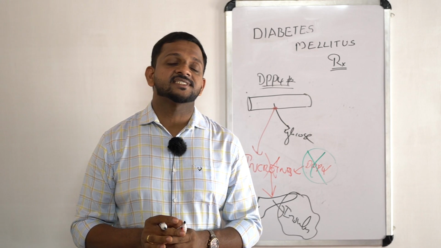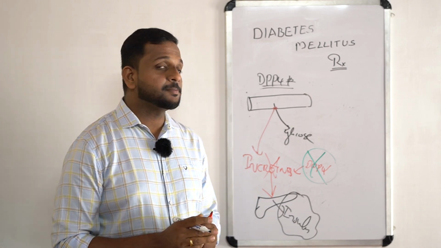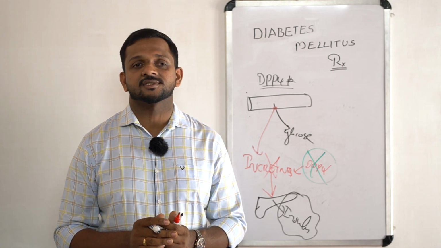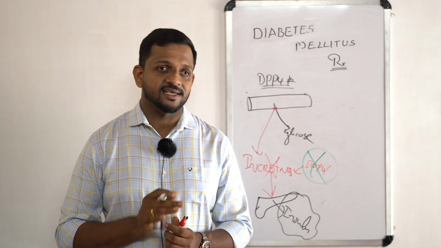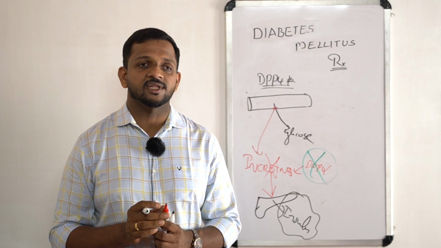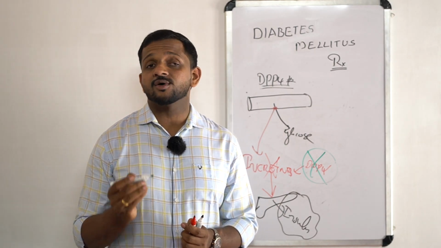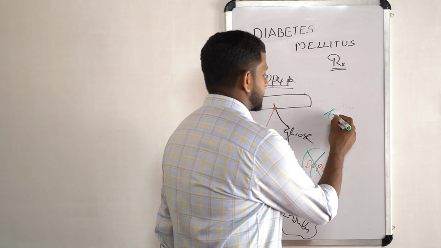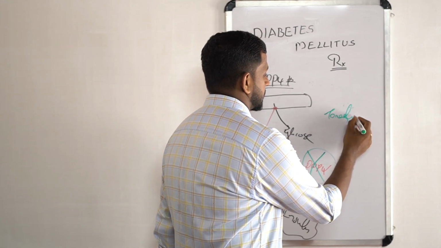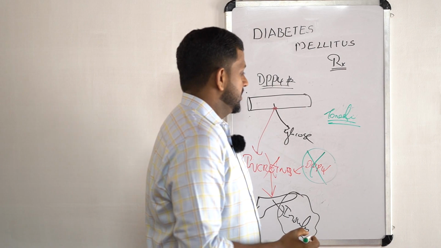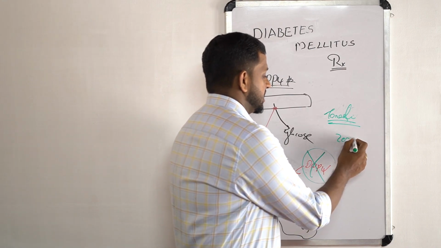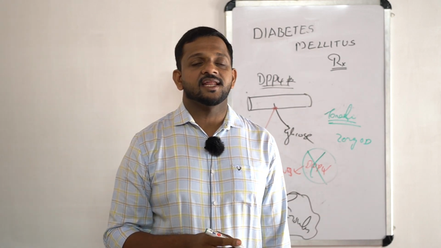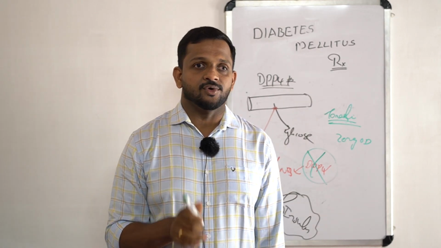Now, what are the side effects and the contraindications of these DPP-4 inhibitors? It is very easy to remember because it has almost no side effects and no contraindications. We can give it safely to almost all patients. Now, what is the dose of DPP-4 inhibitors? We will focus on one drug, one dose, that is 20 mg OD.